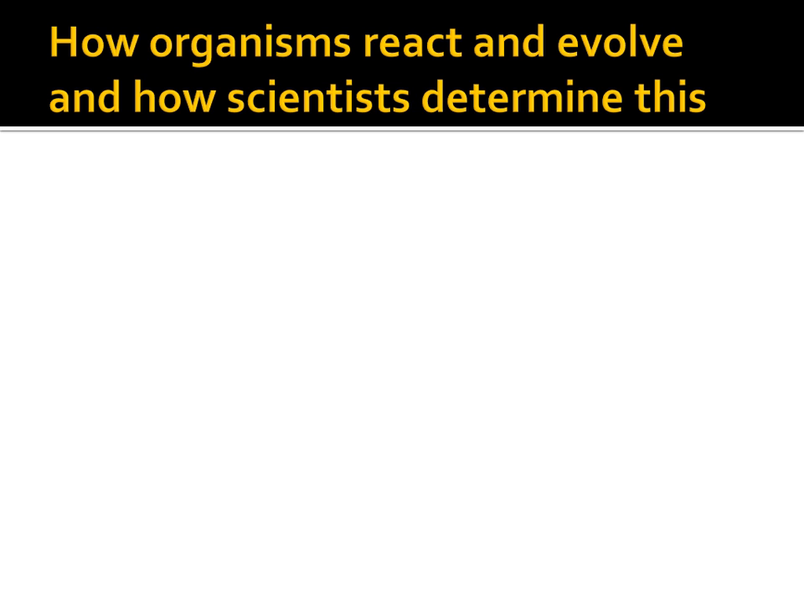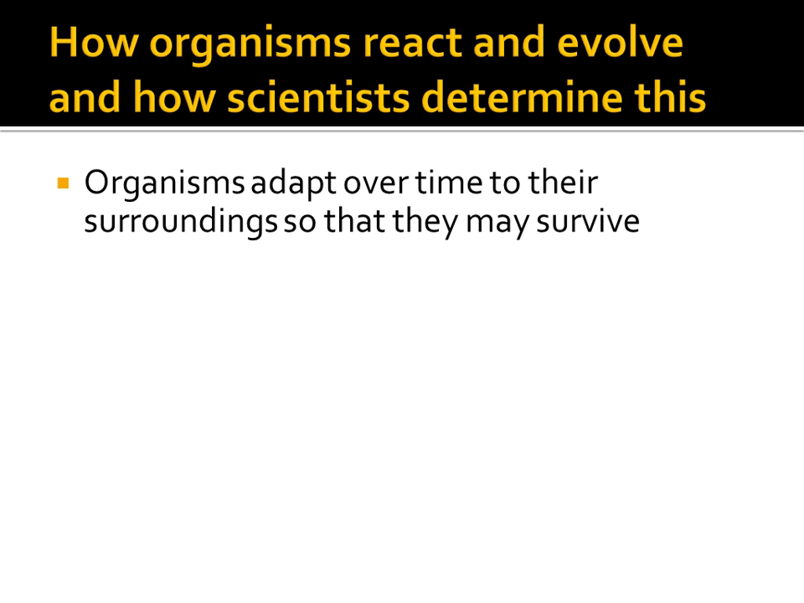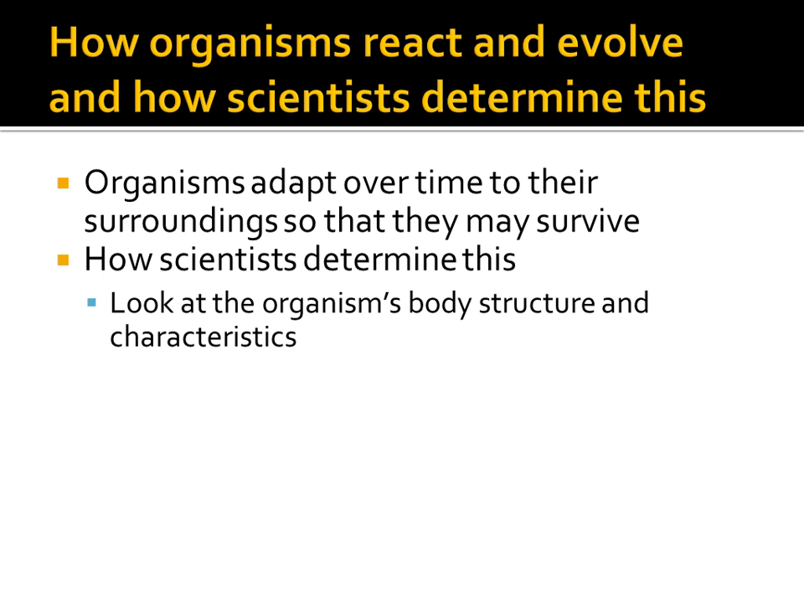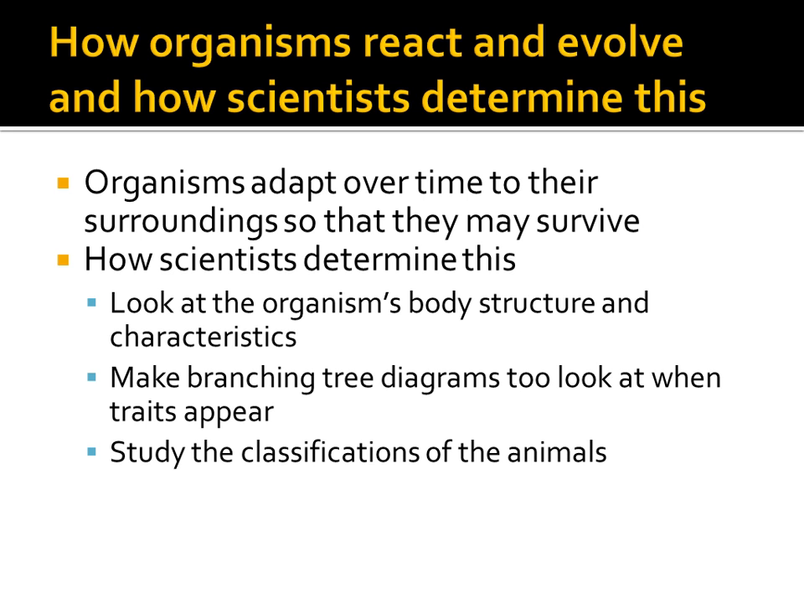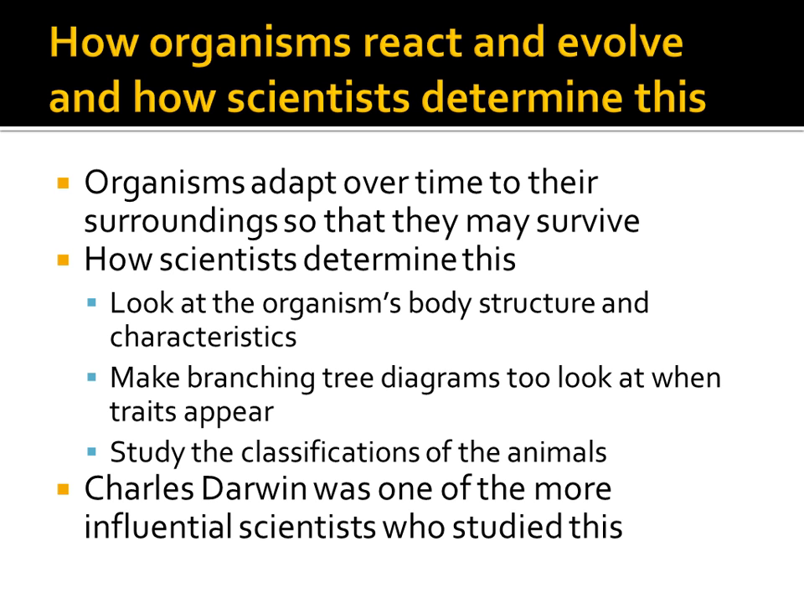Now, looking at the idea of how organisms react and evolve and how scientists determine this, we can take a look at the idea that organisms adapt over time to their surroundings so that they may survive. And so the way scientists figure this out is they looked at the organism's body structure and its different characteristics. And they can see these different changes that have occurred. And they can then make what's called a branching tree diagram to look at when these different traits appear in the process. And they can then study this and it helps them to figure out the classifications of the animals.